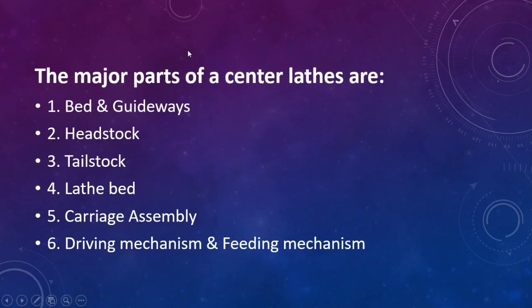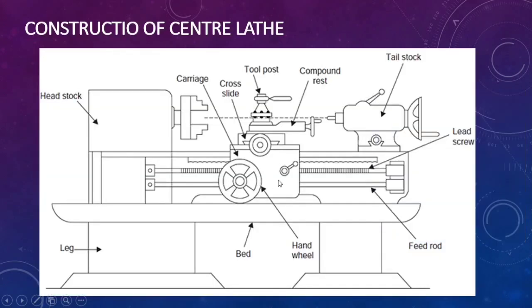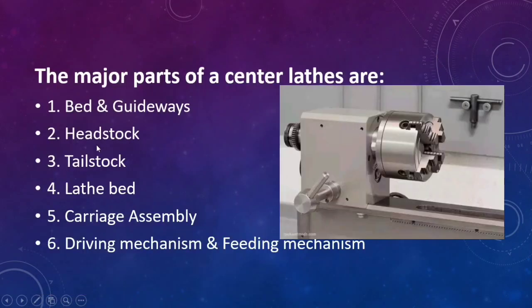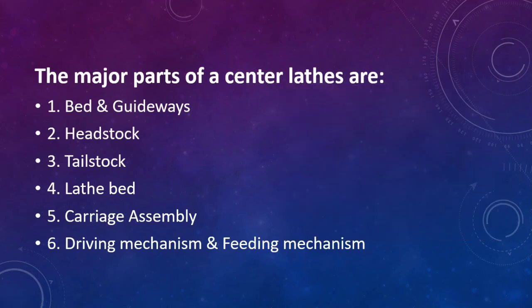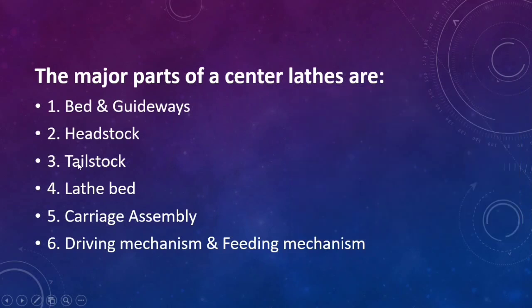The major parts of the center lathe, as we discussed, are the bed and guideways. So what is the bed? This is the bed. On this bed we have the guideways. The guideways are to guide the tailstock to move to and fro. Next, the headstock, which holds the prime movers, pulleys, and gear mechanisms. Then the tailstock, which is mainly used to support the lengthier workpieces.